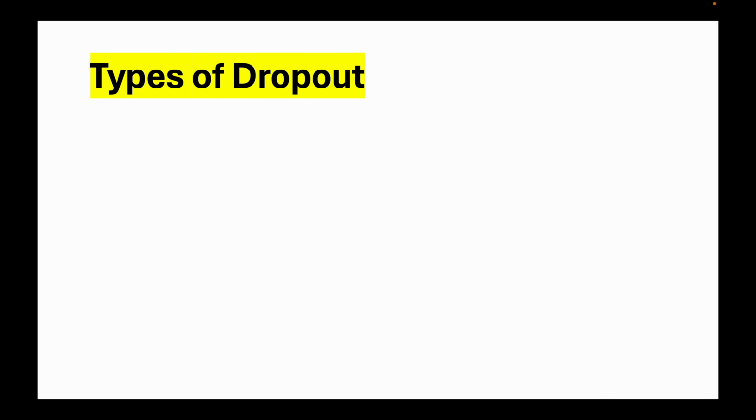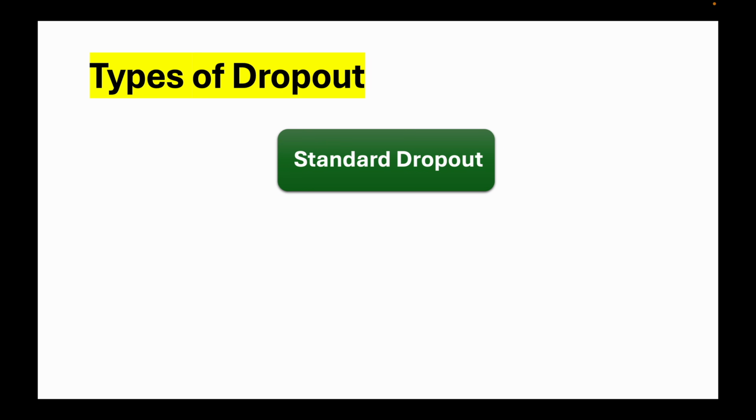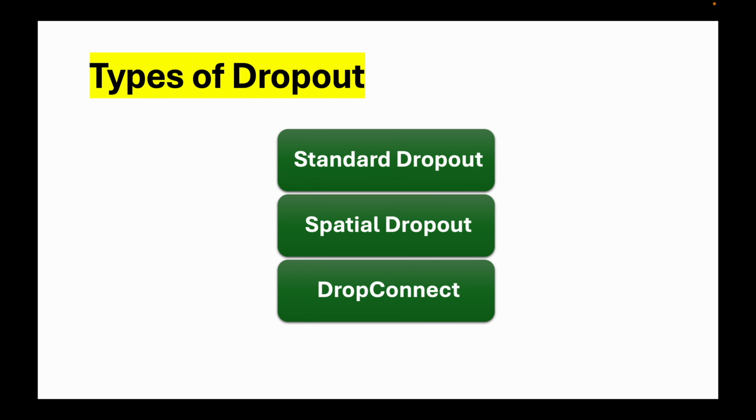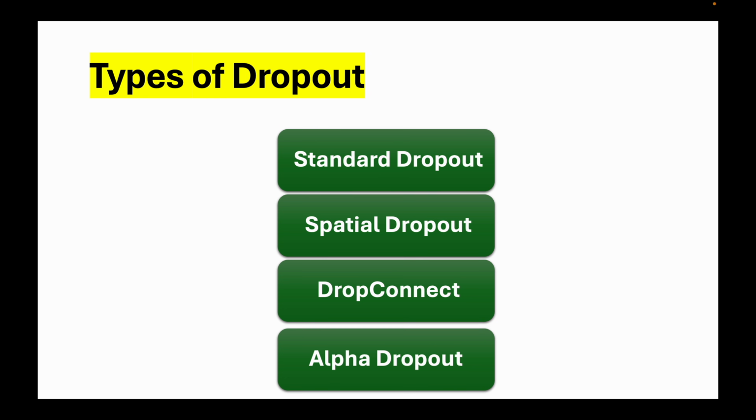Types of dropout. Here are the main types of dropout used in deep learning. Standard dropout randomly drops individual neurons during training. It is the most widely used dropout technique. Spatial dropout drops entire feature maps rather than individual neurons. It is often used in convolutional neural networks. DropConnect randomly drops weights instead of neurons. Alpha dropout is designed for self-normalizing networks to preserve their self-normalizing properties. So these are some of the types of dropout.